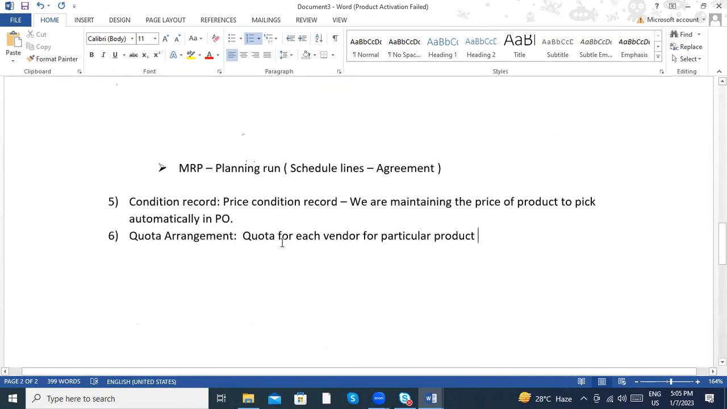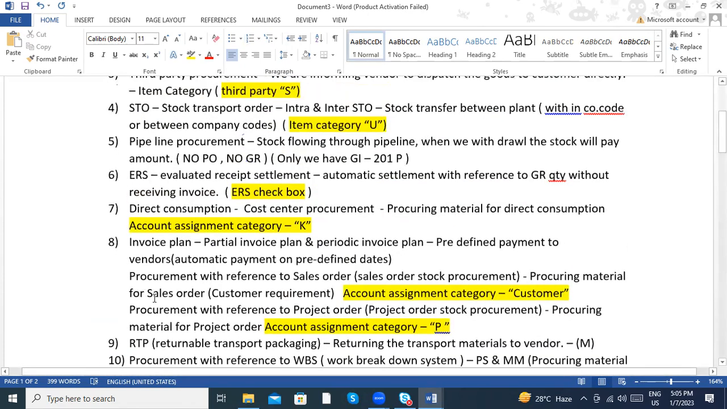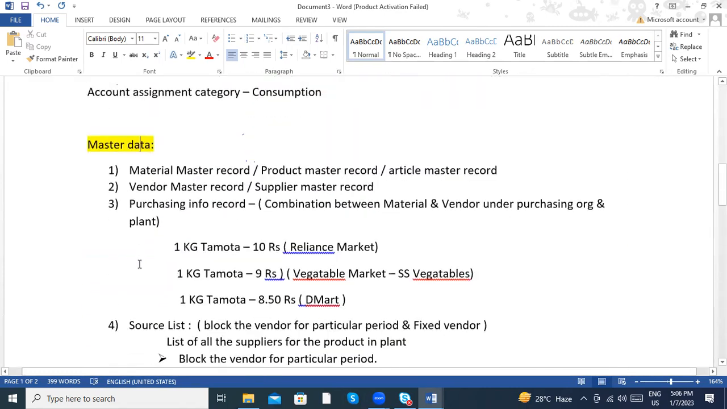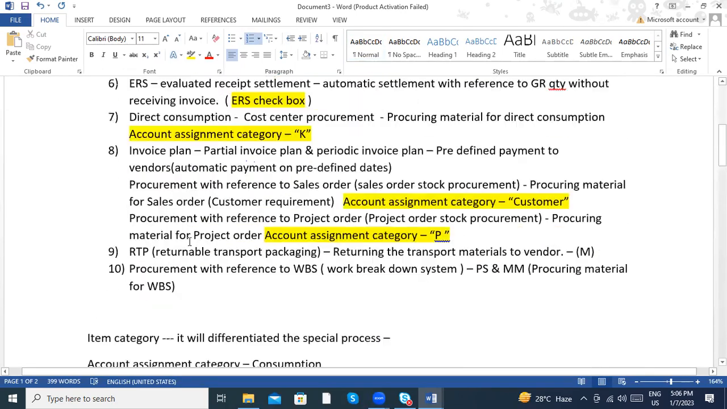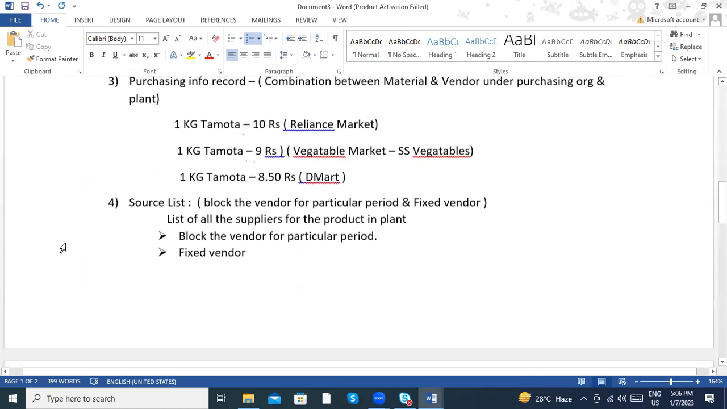Any questions here? To do this process, we should have some master data. Because when I create a purchase order, I should have the material number, the vendor number, and the information of the price. If I have all this information, I can easily create a purchase order simply.